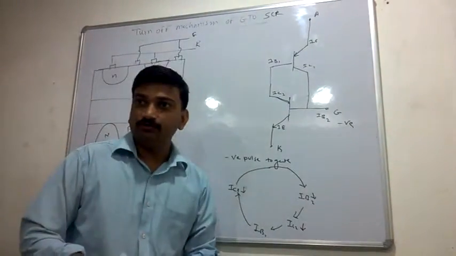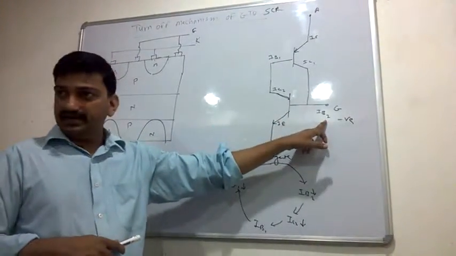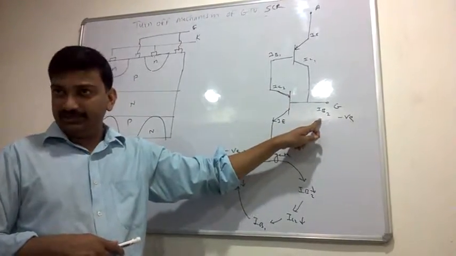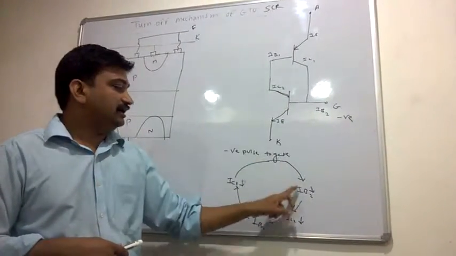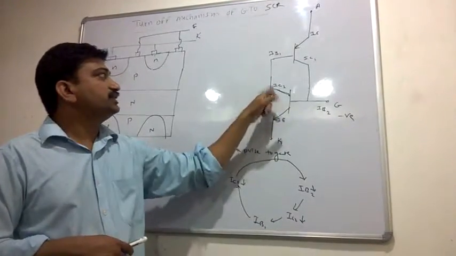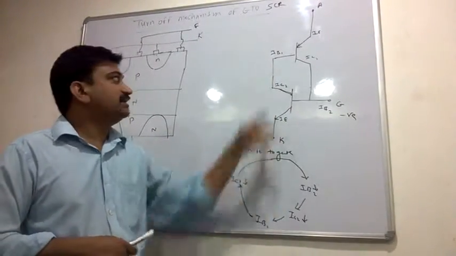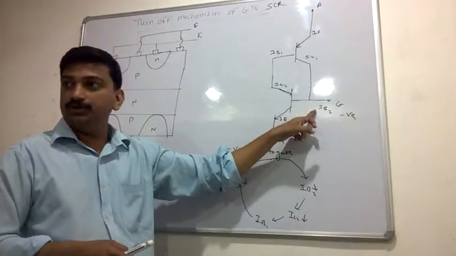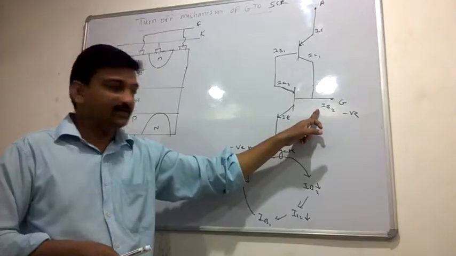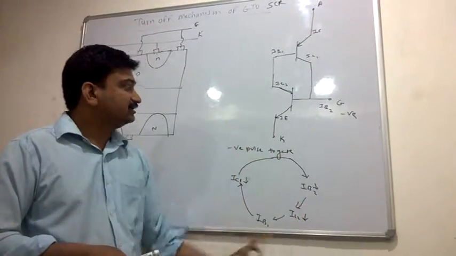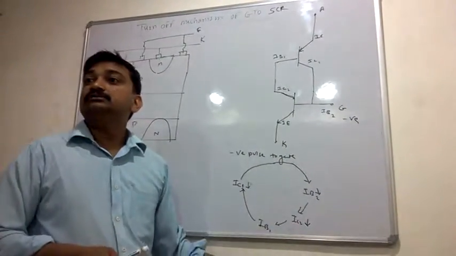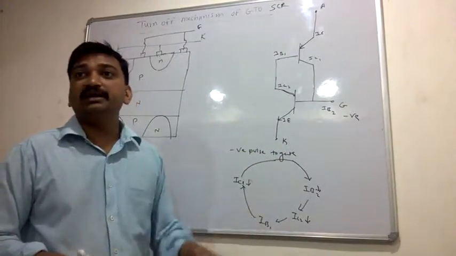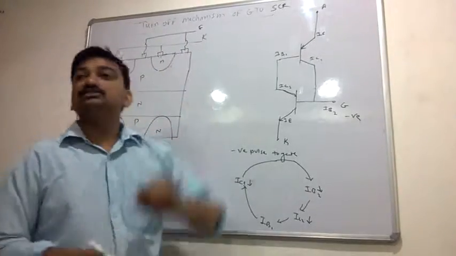So simple, what is the mechanism? When you provide a negative pulse here, IB2 decreases. As IB2 decreases, IC2 decreases. As IC2 decreases, IB1 decreases. As IB1 decreases, IC1 decreases. As IC1 is connected to IB2, IB2 also decreases, and again the same process is repeated till the SCR gets turned off. So this is the mechanism to turn off the GTO.